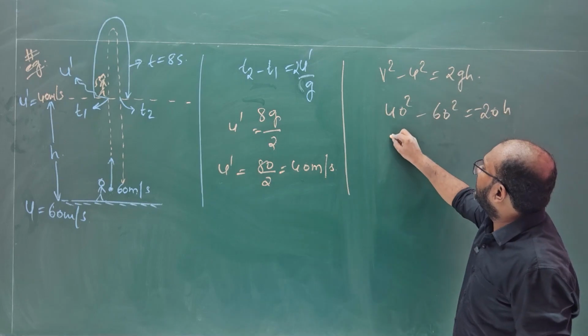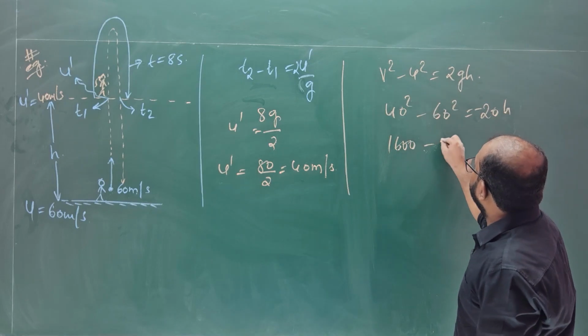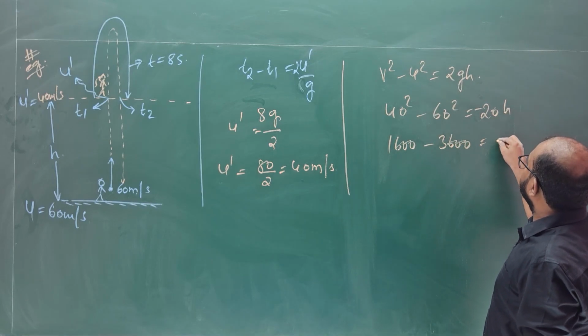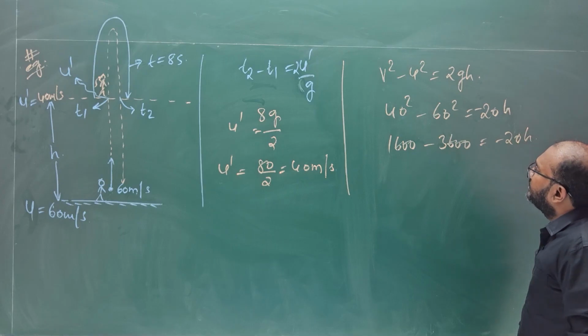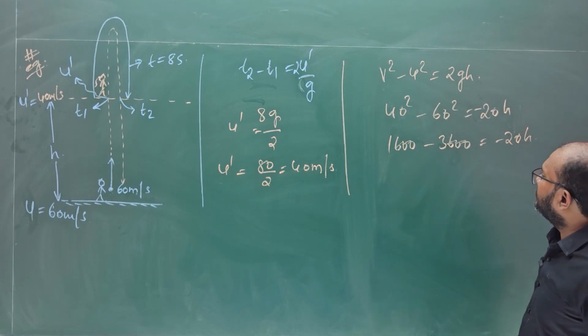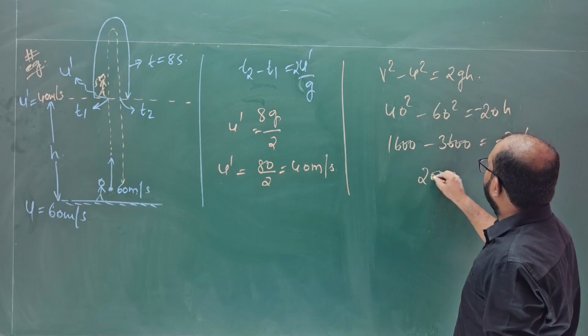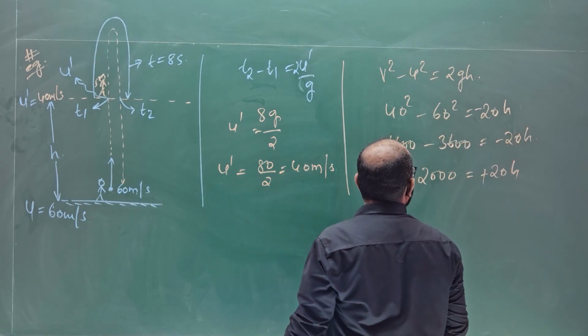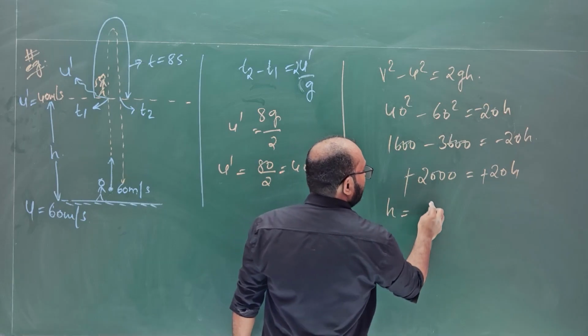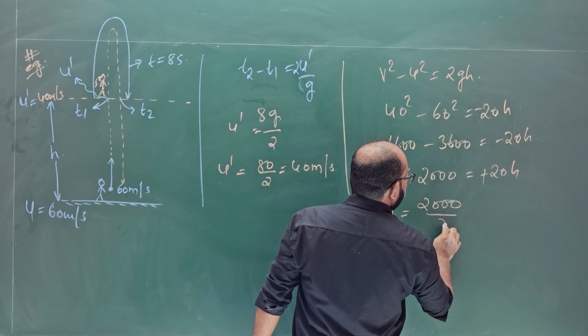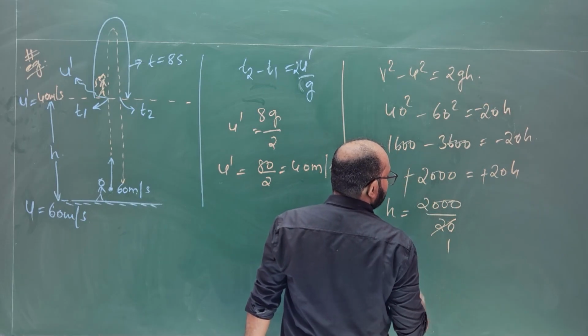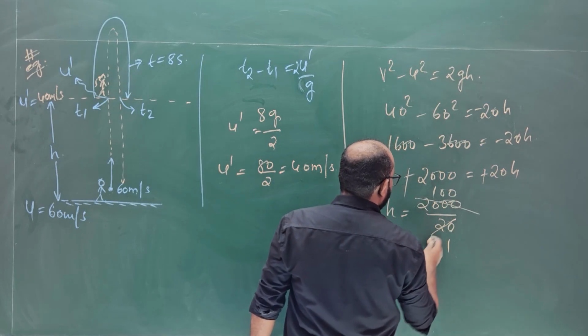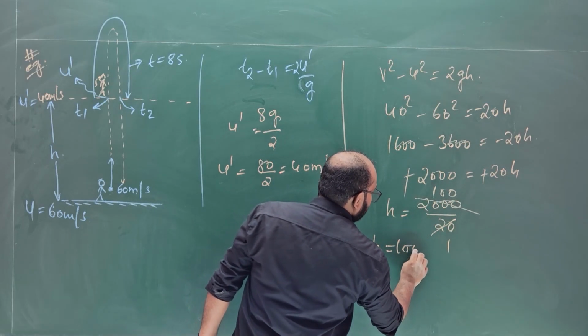Now 40 square, that is 1600, minus 3600, which equals minus 20h. This becomes minus 2000, which equals minus 20h. The minus signs cancel. So h equals 2000 upon 20, which is 100. So h equals 100 meters.